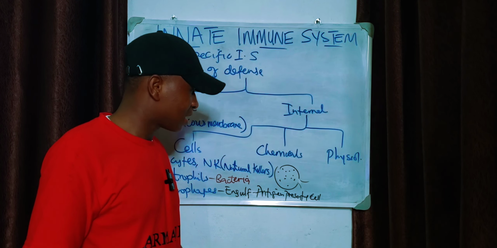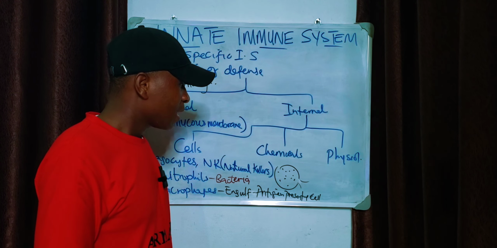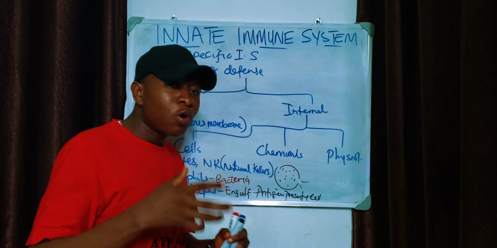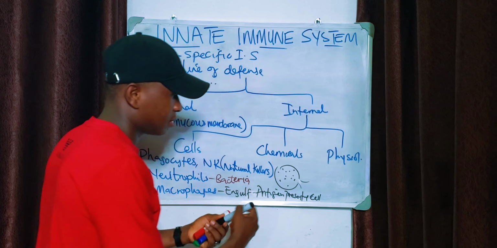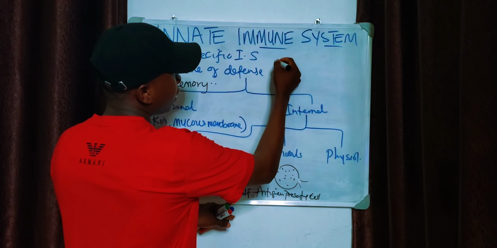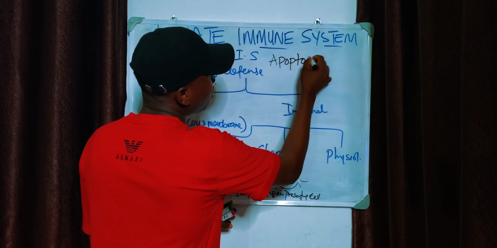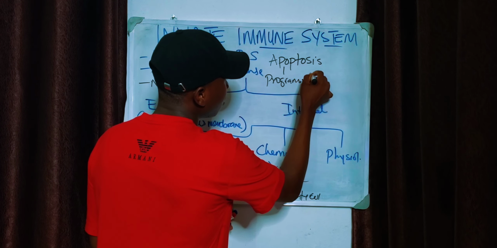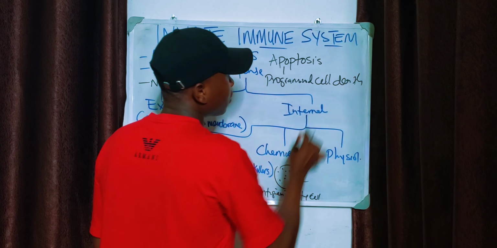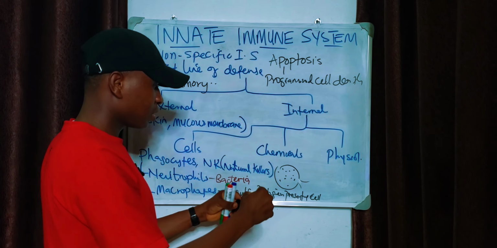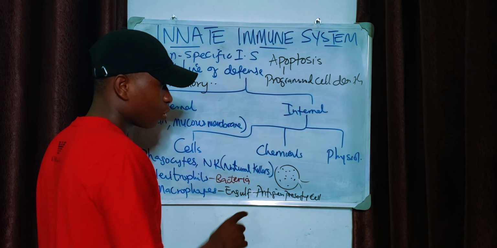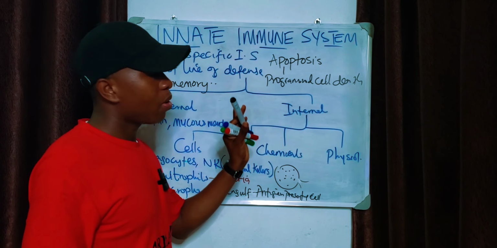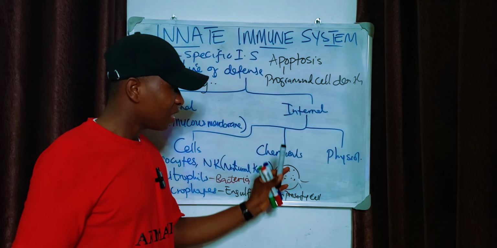Another way the NK cells can attack foreign bodies is that they can trigger what we call programmed cell death. It's called apoptosis. Let me write it here. Apoptosis. What does it mean? It is programmed cell death. So the NK cells can trigger apoptosis. They can also trigger perforation. So that's how they get rid of pathogens.